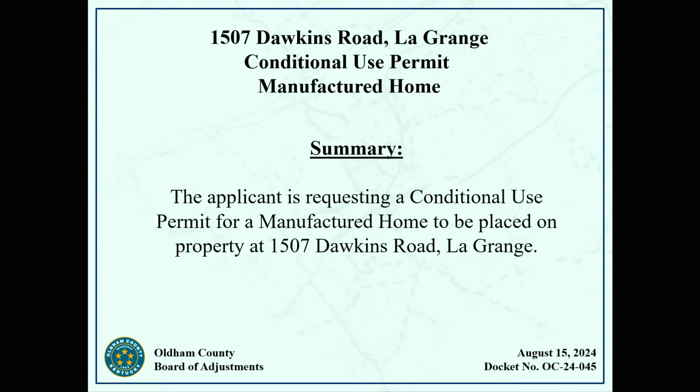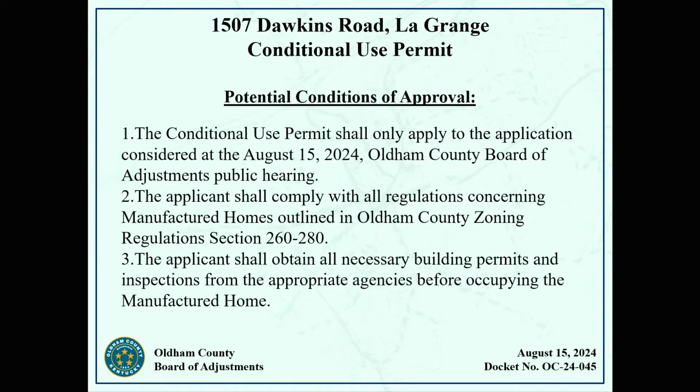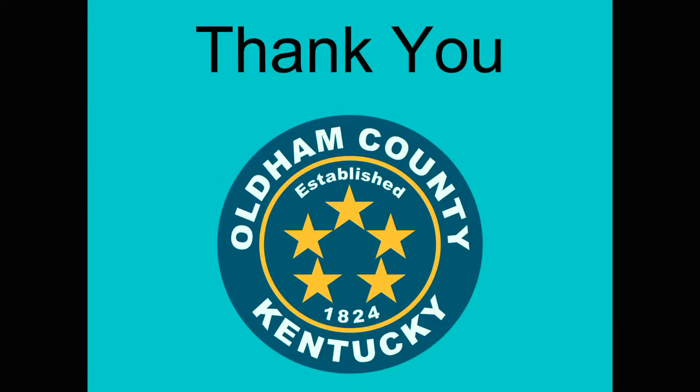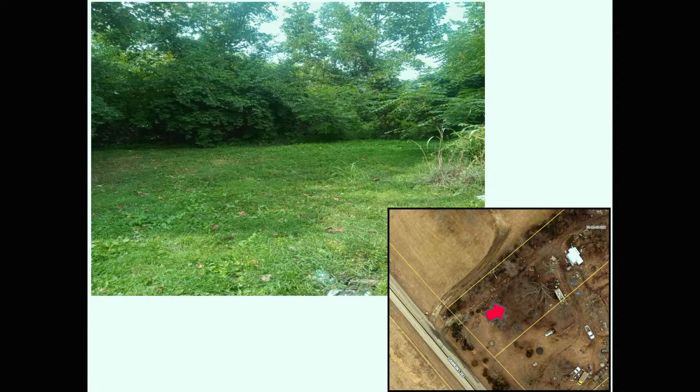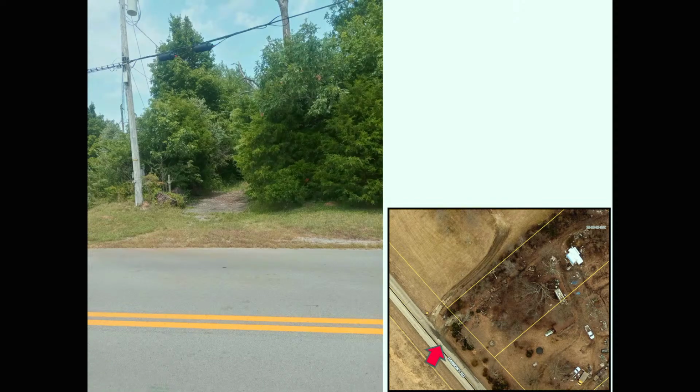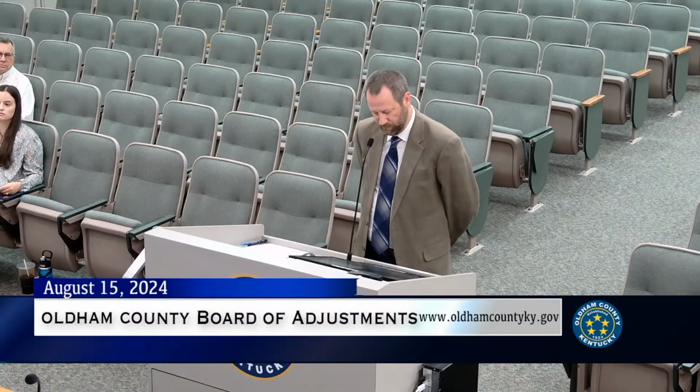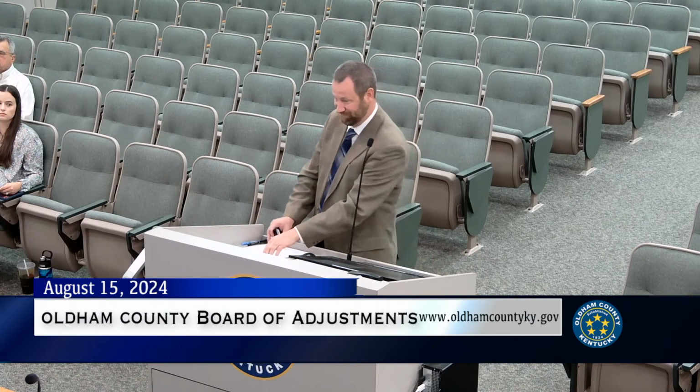So the applicant is requesting that conditional use permit for a manufactured home to be placed on the property at 1507 Dawkins Road. Same conditions of approval as our last case: it shall apply to the application considered here today at this August 15th hearing; it shall comply with all regulations concerning manufactured homes outlined in our zoning regs, section 260-280; and the applicant shall apply for all necessary building permits and inspections from the appropriate agencies before occupying the manufactured home. With that, that concludes my presentation. I received no comments on this case as well. Okay. Any questions for Ryan?